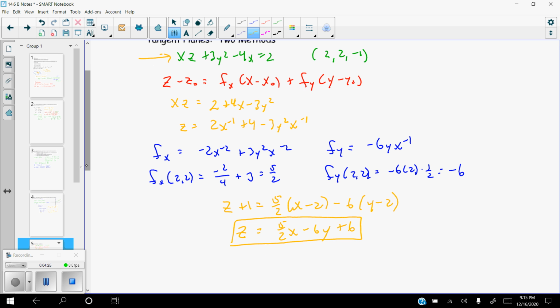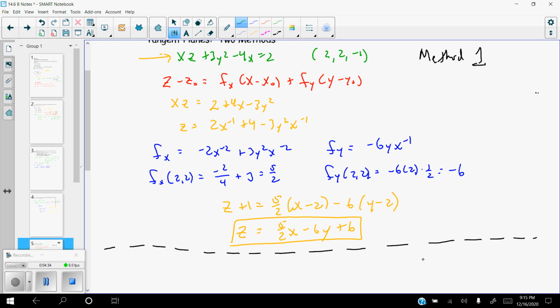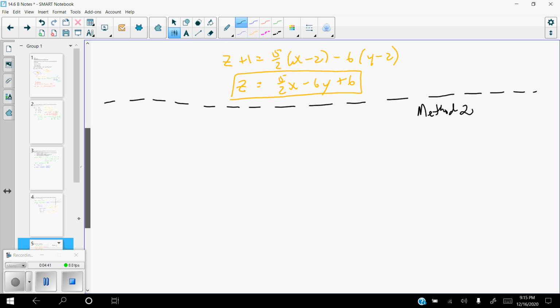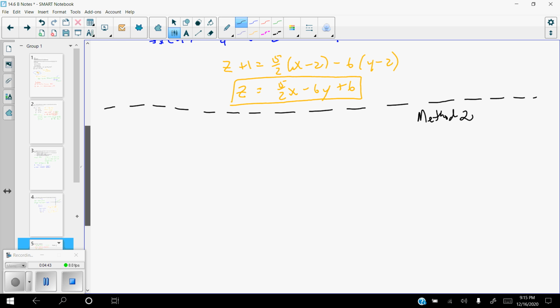There is a second method. This one was method 1. This one is going to be method 2. And hopefully what you will see is method 2 is just a little bit easier than method 1. The reason being is we don't need to solve for z. Makes it much easier.